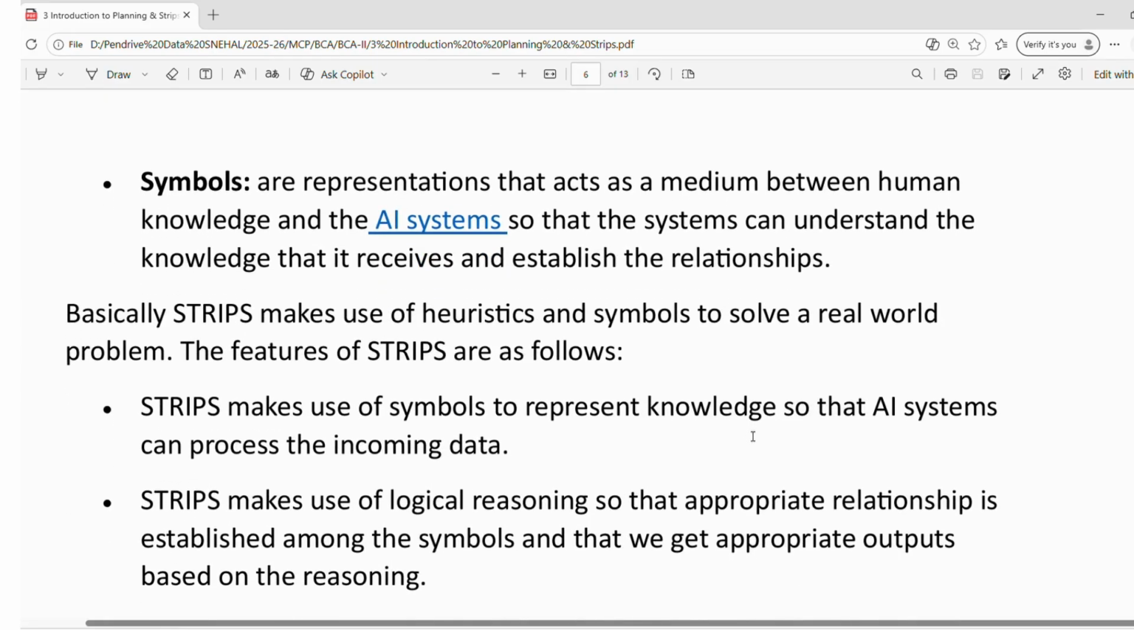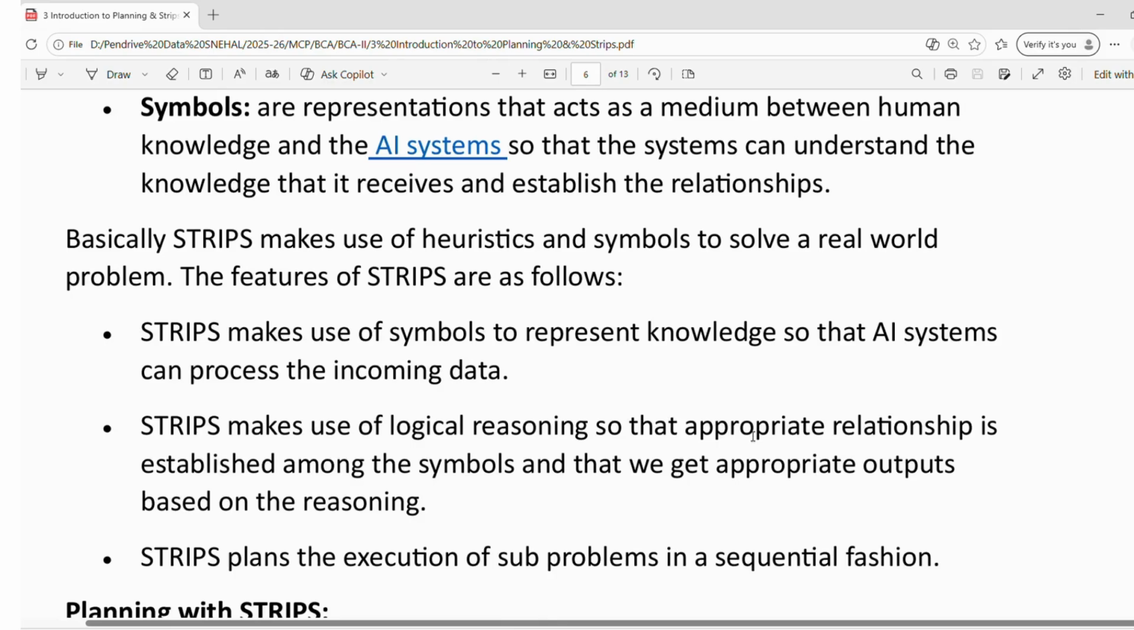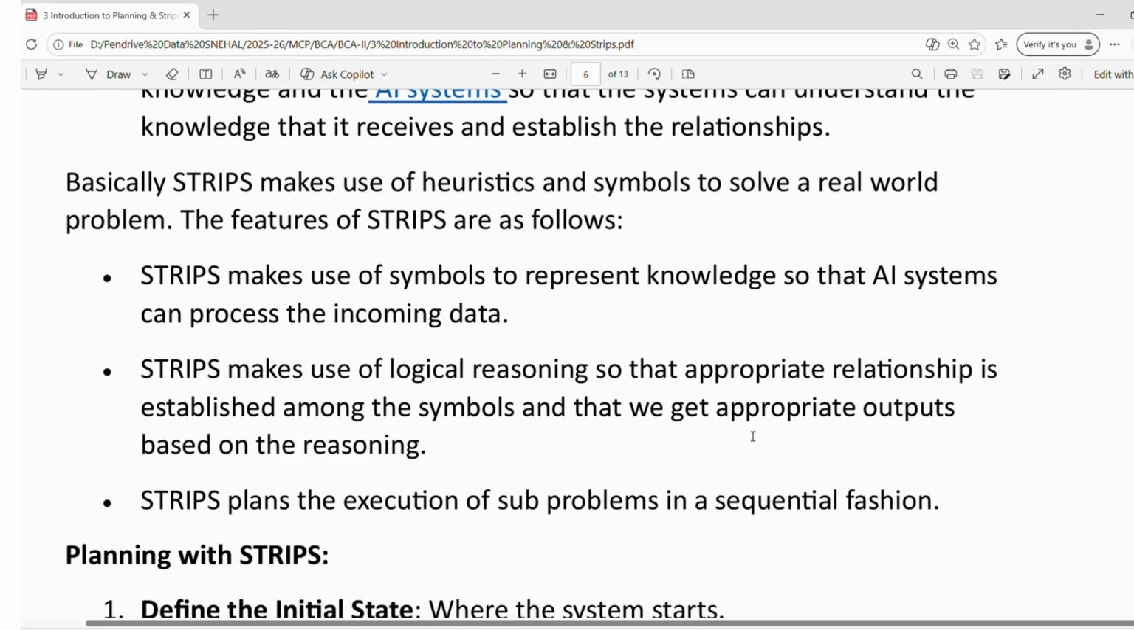Let's understand what the features of STRIPS are. It makes use of symbols to represent knowledge so that AI systems can process the incoming data. The second most important feature is that STRIPS makes use of logical reasoning so that appropriate relationships are established among the symbols and we get appropriate outputs based on the reasoning. The next one is that STRIPS plans the execution of subproblems in a sequential fashion. So these were the three main features of STRIPS.